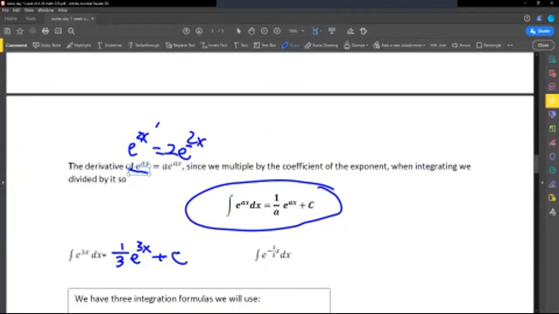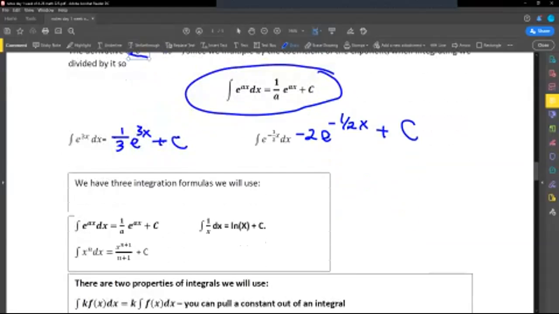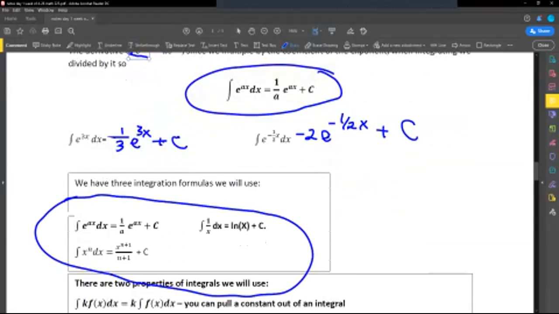So e to the negative 1/2 x, you still just divide by negative 1/2. Dividing means multiply by the reciprocal, so you're going to get negative 2, e to the negative 1/2 x, again, plus c. So with e's, it's real easy, you just divide by the constant. Okay, so here's a summary of all 3 integration formulas. And keep in mind here with the power function, the power of x, that's n. N cannot be negative 1. If n is negative 1, we're going right here.